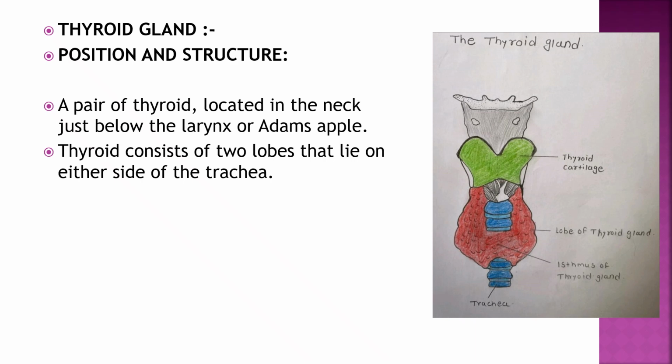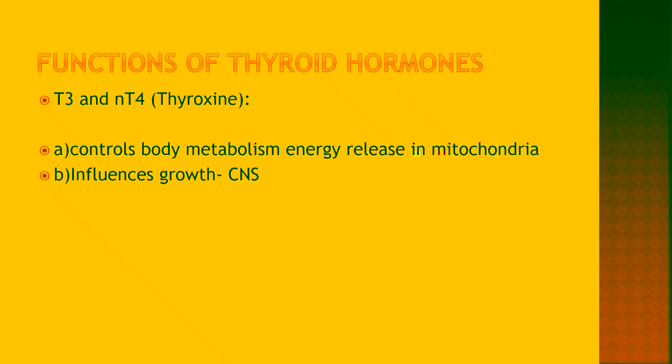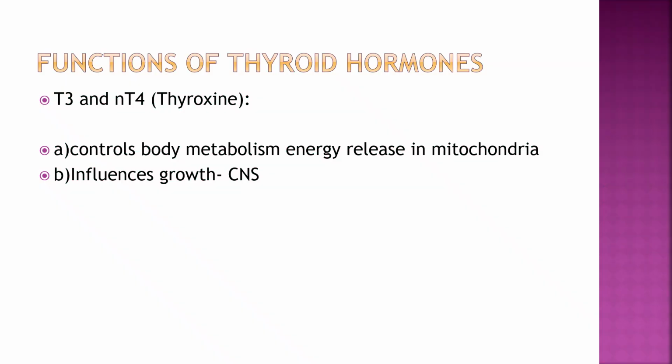Now the next important gland is the thyroid gland. It is present in the neck just below the larynx, or Adam's apple in males, and consists of two lobes on either side of the trachea. The hormones secreted by the thyroid gland are T3 and T4. T4 is also called thyroxine. The main function of T3 and T4 is to control body metabolism and energy release in the mitochondria, and they influence growth and central nervous system growth, mainly in newborn babies.